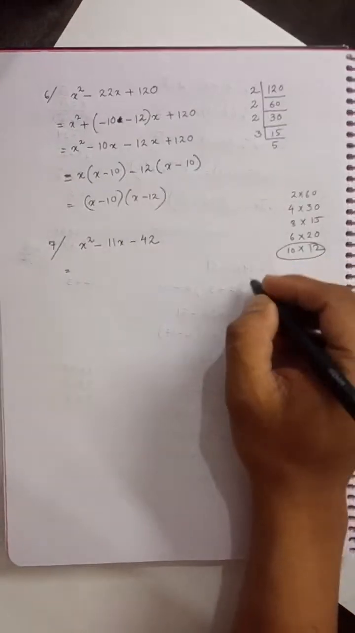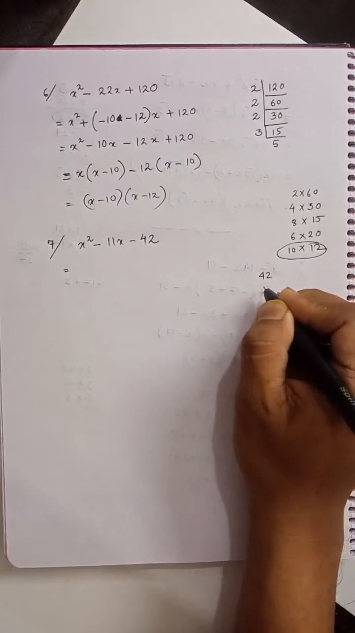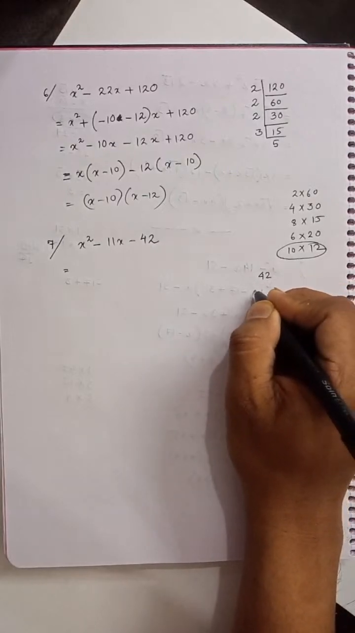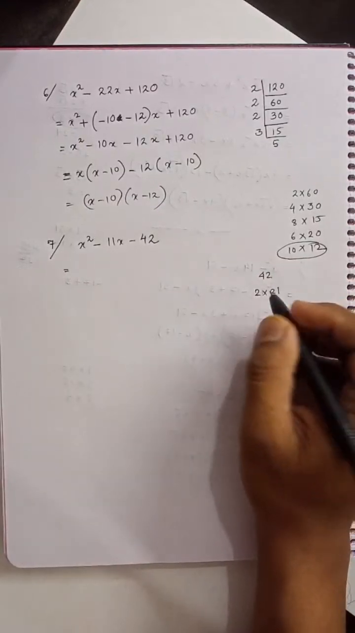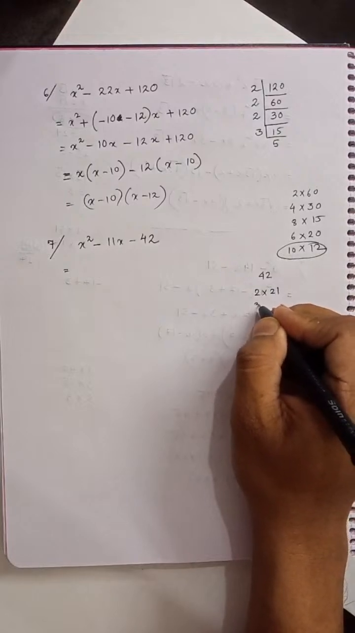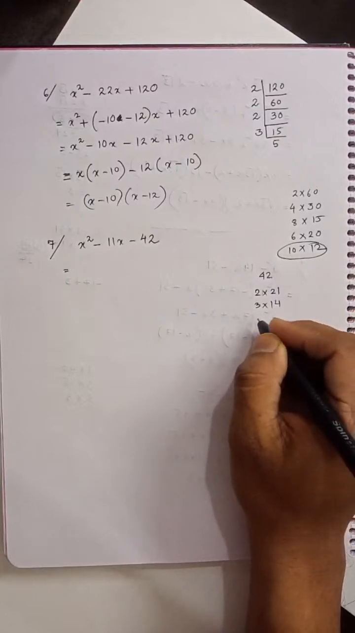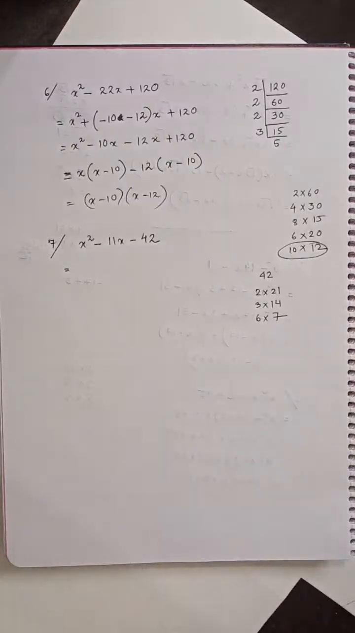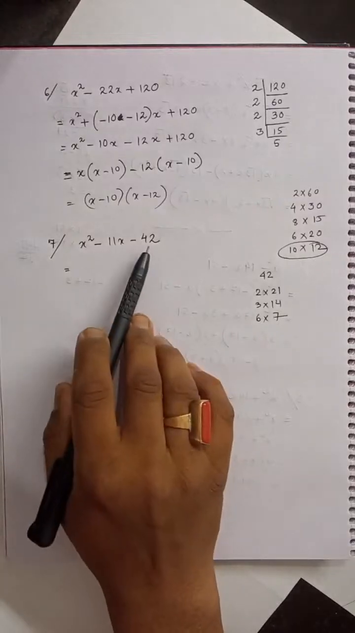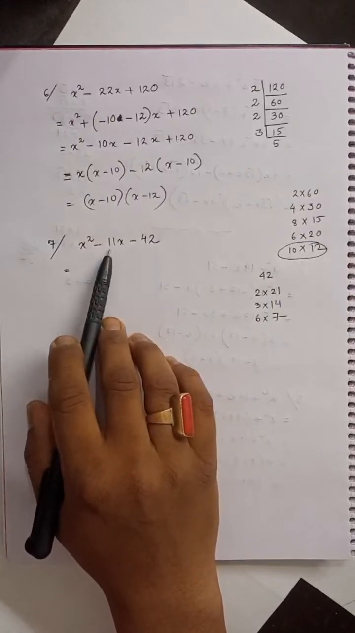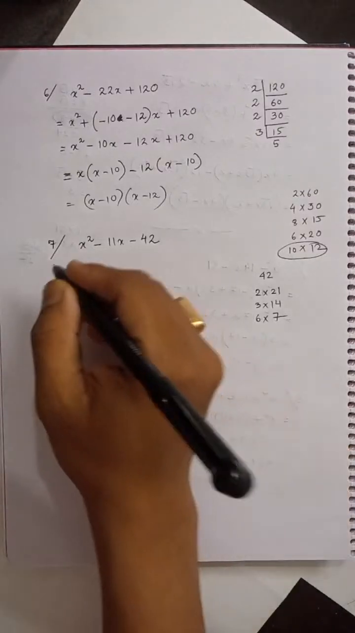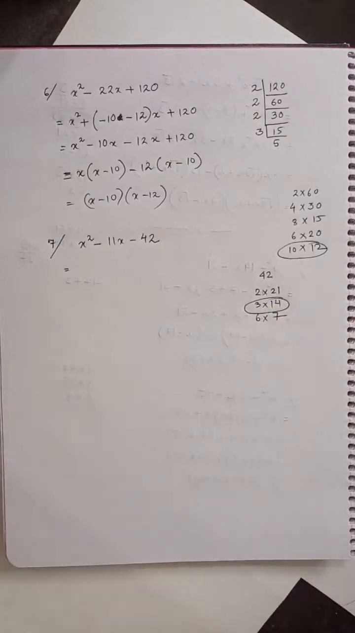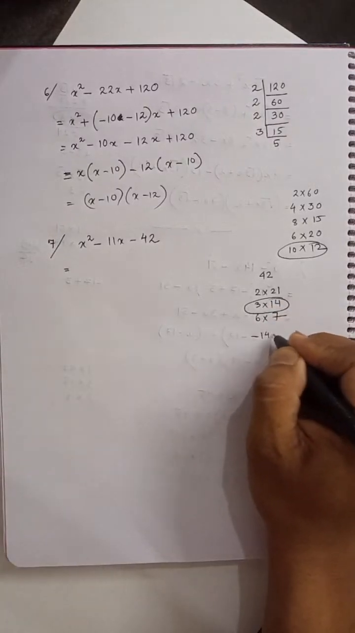Okay, so continuing with this, 42 can be obtained by multiplying 1 and 42, which I am not writing. So we have 2 into 21, and then 3 into 14, and then 6 into 7. So the constant term is negative and the middle term is also negative. So one positive term and one negative term, right? So this is our combination.